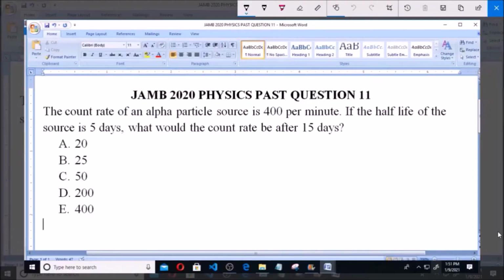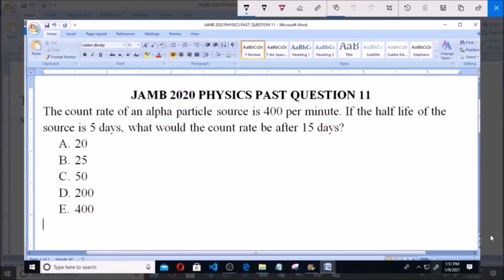Hello, good day and welcome. I'll be answering Jamb 2020 Physics past question 11. The count rate of an alpha particle source is 400 per minute. If the half-life of the source is 5 days, what would the rate be after 15 days? A says 20 per minute, B says 25, C 50, D 200, and E 400.